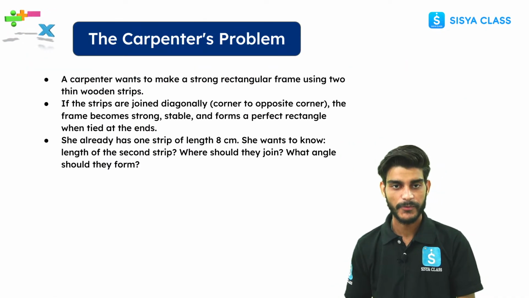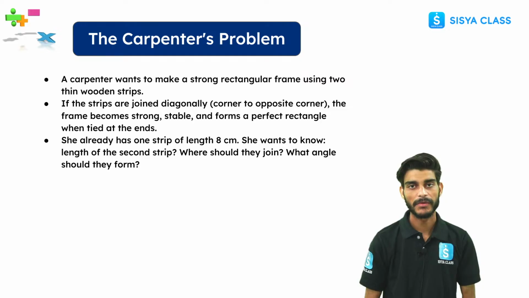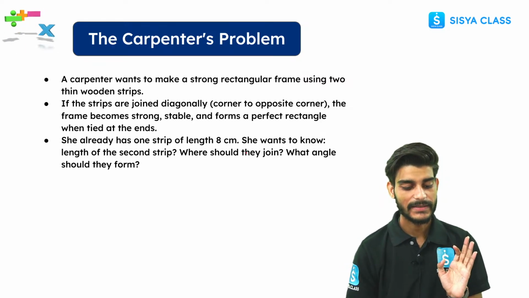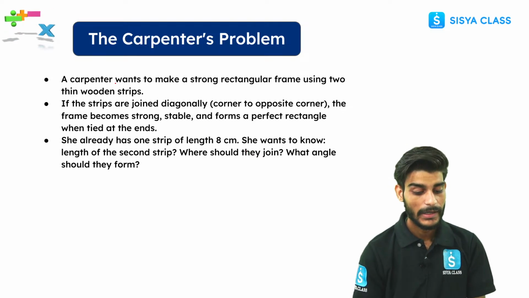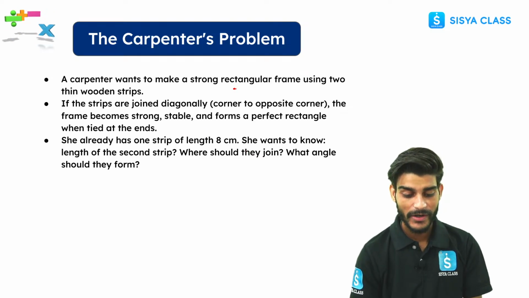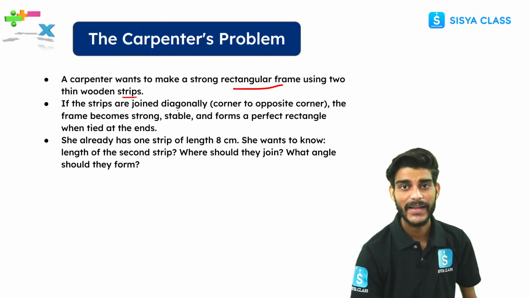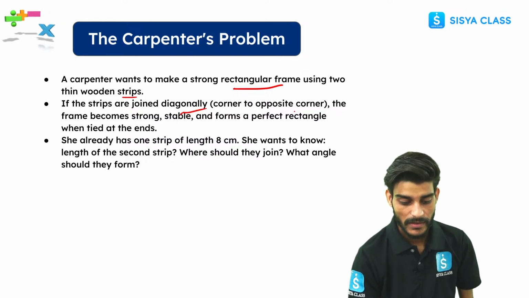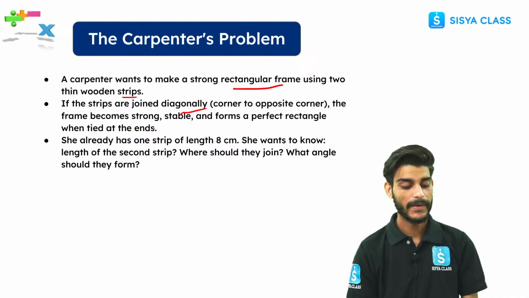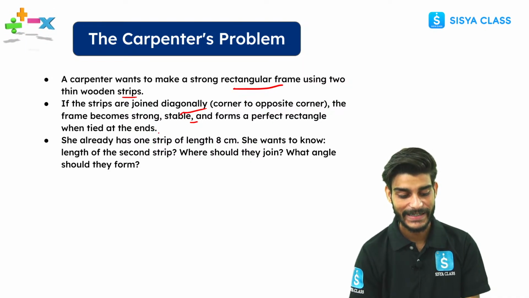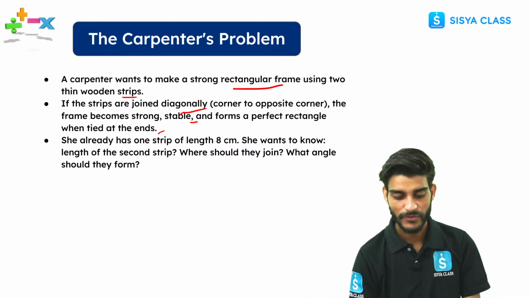Now let's solve one problem, that is the carpenter's problem. That is basically where the grade 8 chapter number 4, quadrilaterals, starts. A carpenter wants to make a strong rectangular frame using two thin wooden strips. If the strips are joined diagonally, corner to opposite corner, the frame becomes strong, stable and forms a perfect rectangle. Means it is forming a rectangle. So firstly, I'll draw a rectangle.